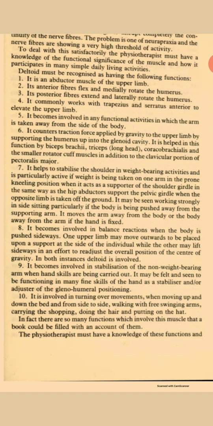It helps to stabilize the shoulder in weight bearing activities and is particularly active if weight is being taken on one arm in the prone kneeling position, when it acts as a supporter of the shoulder girdle in the same way as the hip abductors support the pelvic girdle when the opposite limb is taken off the ground. It may be seen working strongly in side sitting, particularly if the body is being pushed away from the supporting arm. It moves the arm away from the body or the body away from the arm if the hand is fixed. It becomes involved in balance reactions when the body is pushed sideways.